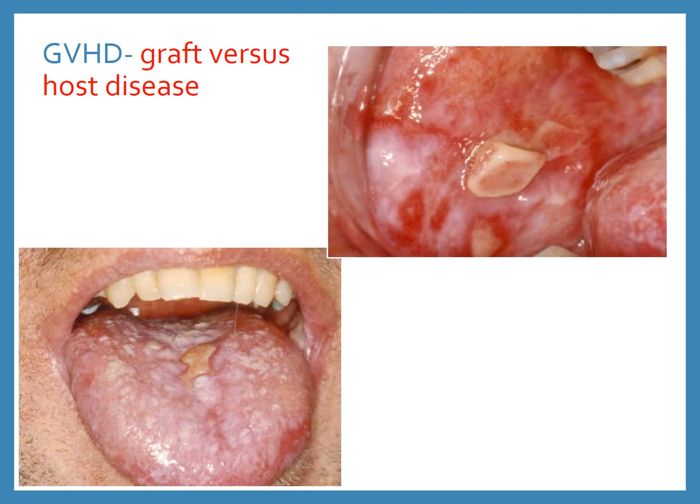This is an example of graft versus host disease, and the growth that is seen on the buccal mucosa as well as the ulcerative area on the tongue are not very typical of lichen planus or any of the other forms of disease commonly known, and hence an appearance like this should be attributed to graft versus host disease, especially with the history of transplant recipients.